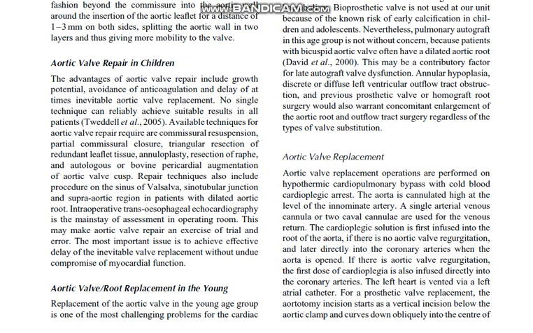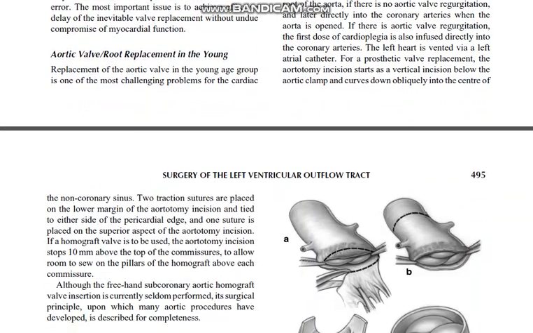For a prosthetic valve replacement, the aortotomy incision starts as a vertical incision below the aortic clamp and curves down obliquely into the center of the non-coronary sinus. Two traction sutures are placed on the lower margin of the aortotomy incision and tied to either side of the pericardial edge, and one suture is placed on the superior aspect of the aortotomy incision.